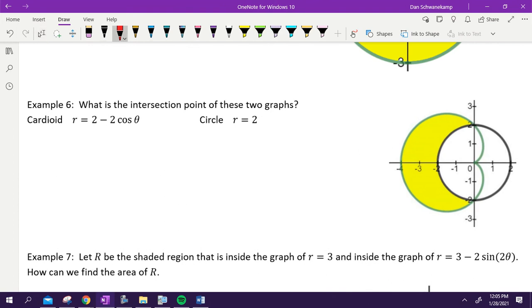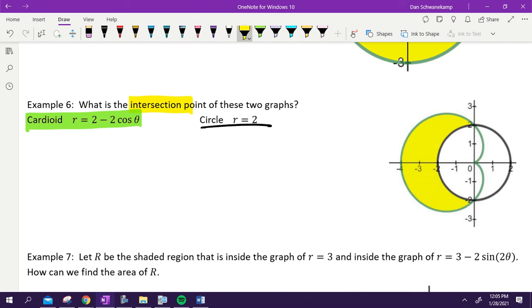Okay. This is a skill you need to know. What is the intersection point of these two graphs? I graphed two things for you. I graphed a cardioid. That's the green shape. Let's color code. That's the green shape. Okay. Then I graphed you the circle, r equals 2. That's the black circle. I want to know when those two things intersect. What is the intersection point of those two things?